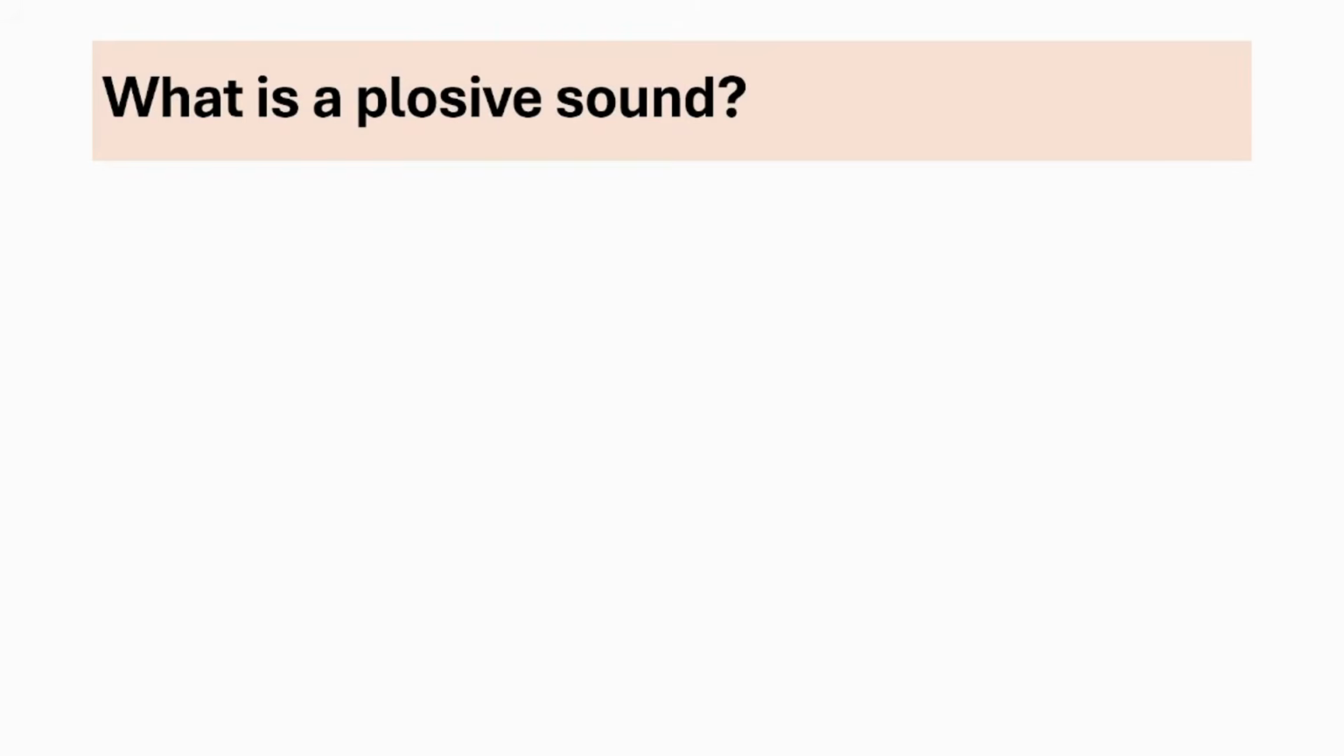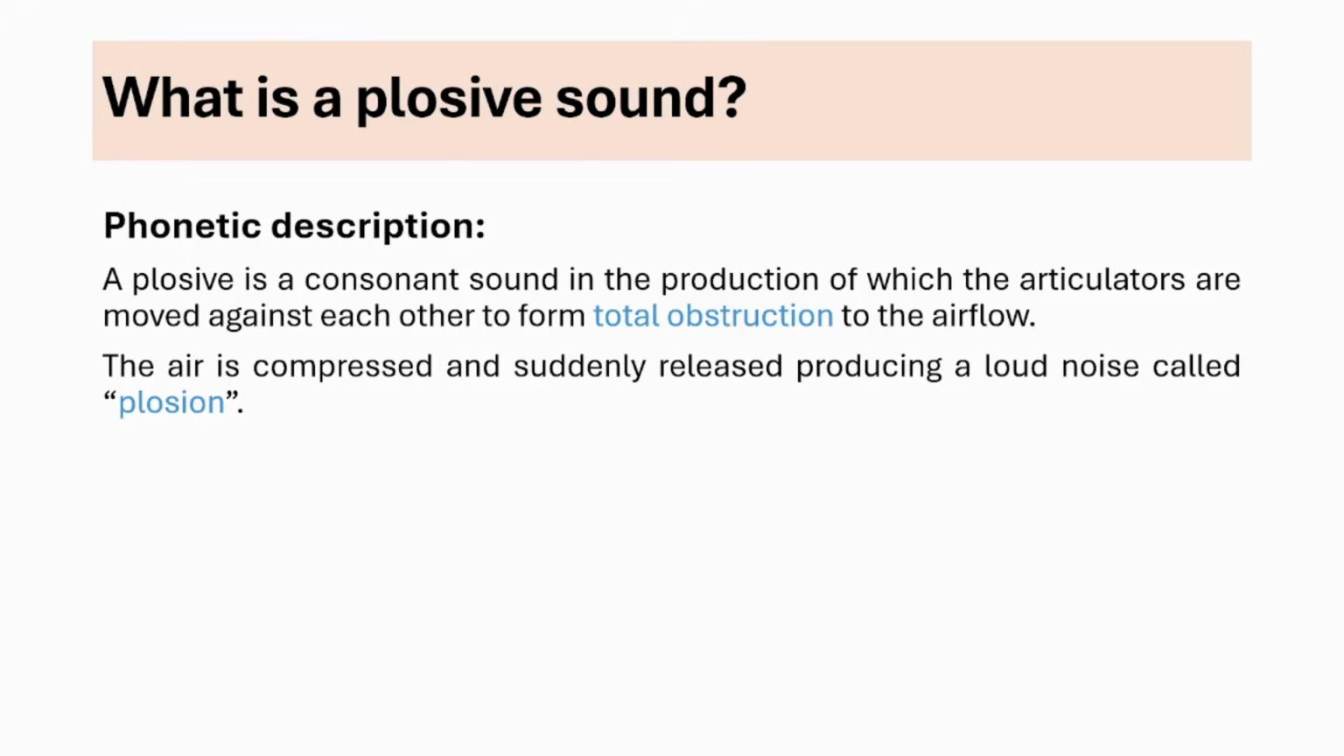So, what is a plosive sound? Just in the same way in which we described vowel sounds, we'll describe each group of consonant sounds from 2 points of view, the phonetic point of view and the phonological point of view. So, from the phonetic point of view, that is to say, the point of view of articulation, a plosive is a consonant sound in the production of which the articulators are moved against each other to form total obstruction to the airflow. The air is compressed and suddenly released, producing a loud noise called plosion.